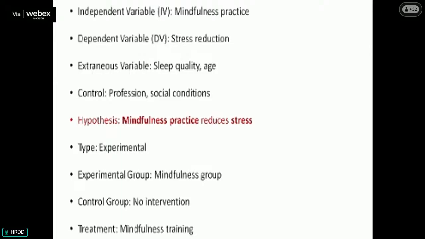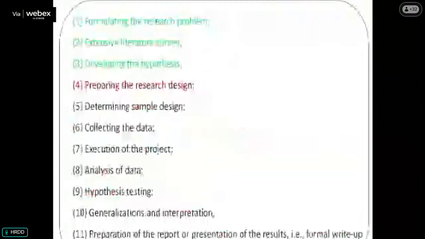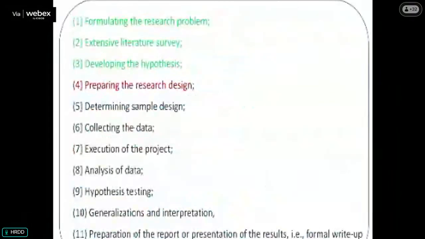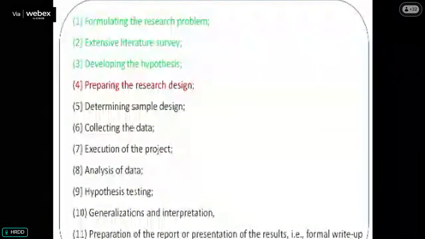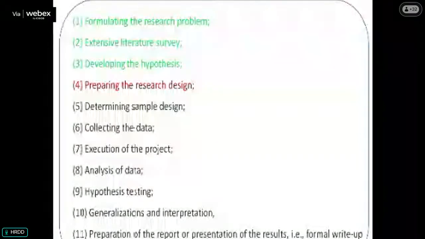But there the extraneous variable, as I told you, is that sleep quality also affects your stress level. Somebody with better sleep quality will have a different effect. So we have to ensure that the sleep quality in both groups is similar. Age is similar, profession is similar, because it has a direct impact on stress. All those things come into play. So this is how it will look, just with two examples. We did many examples yesterday, and now we continue our research stages.